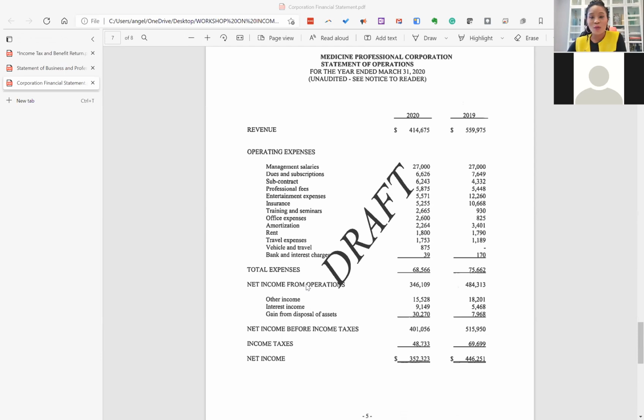So here is another detailed page where we get the full revenue for the year, and now you get the operating expenses.